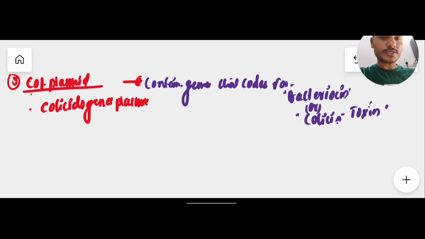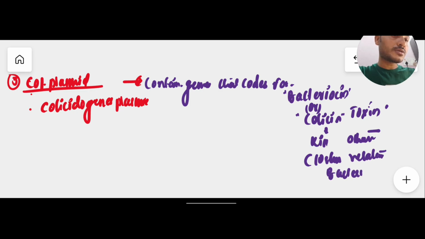Bacteriocins are also called colicin toxins, and these toxins kill, very important, other closely related bacteria to reduce competition. If any bacteria are competing with this bacteria, then these plasmids release a protein with a toxic nature, the bacteriocin or colicin, which kills the other closely related bacteria to reduce further competition. So that is the importance of these Col plasmids.